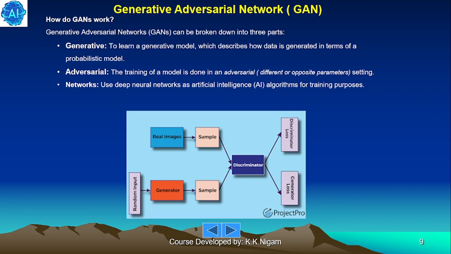How do GANs work? A generative adversarial network can be broken down into three parts. That is generative, to learn a generative model which describes how data is generated in terms of a probabilistic model. Adversarial means the training of a model is done in an adversarial setting, with different or opposite parameter settings. Networks use deep neural networks as artificial intelligence algorithms for training purposes.